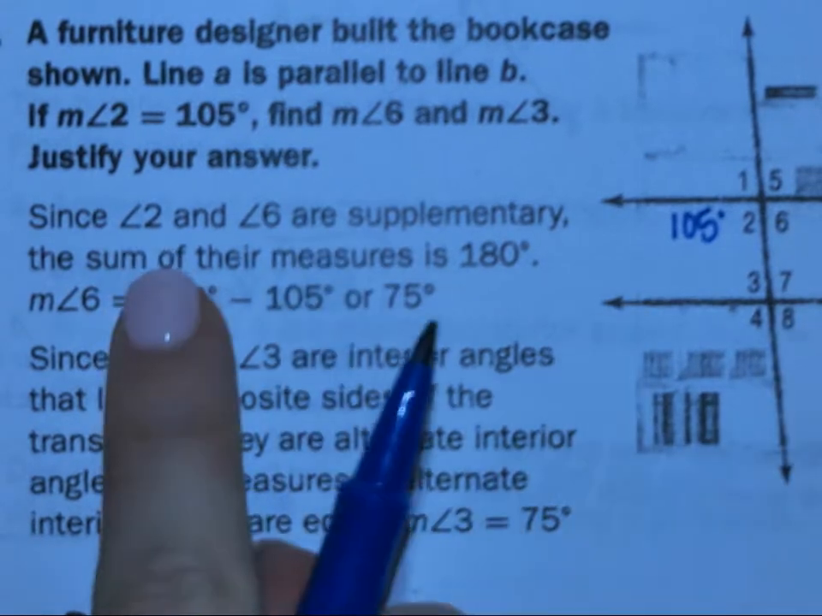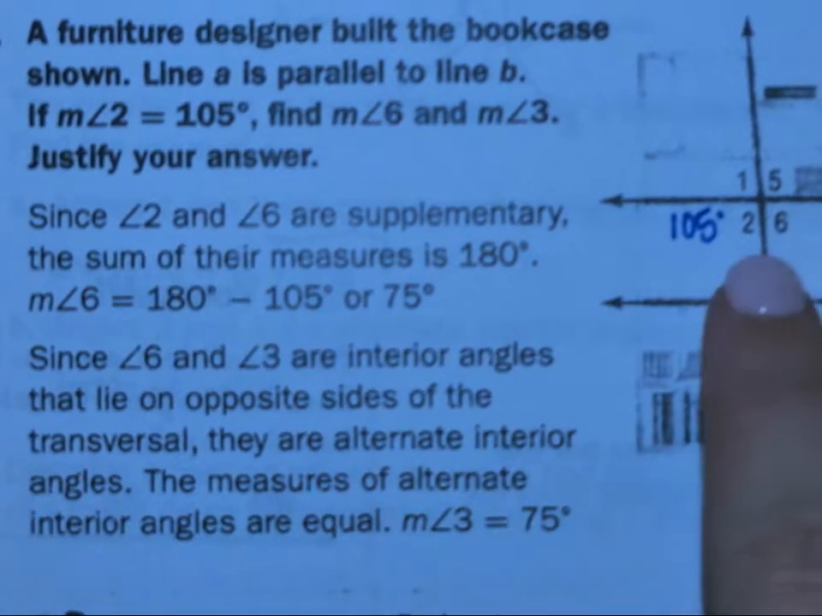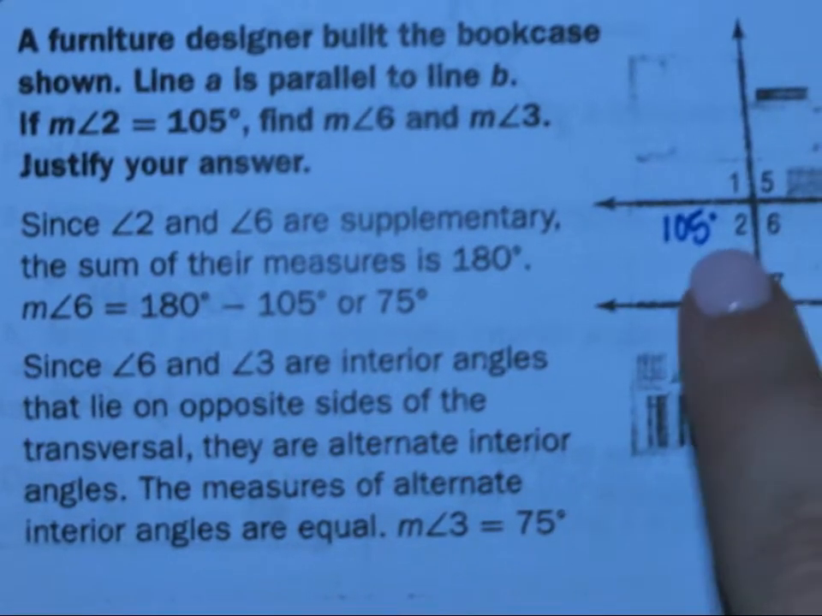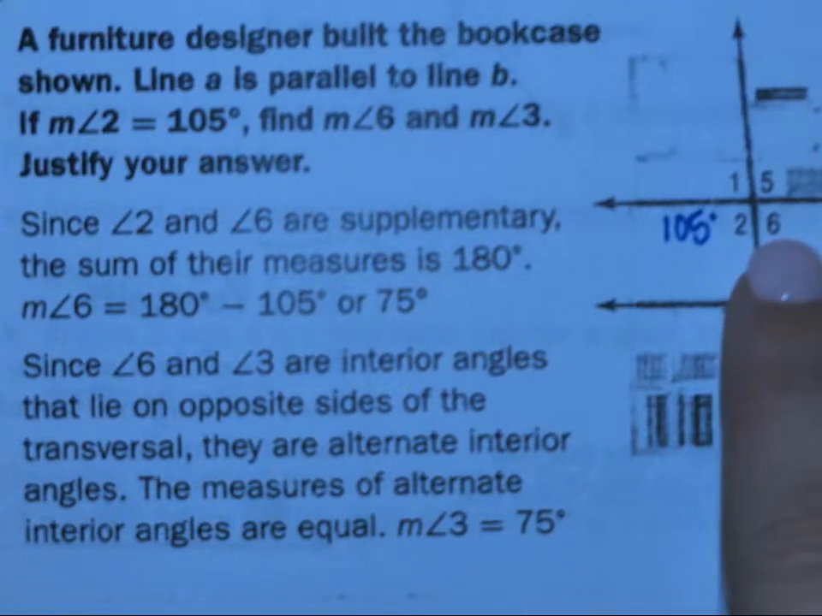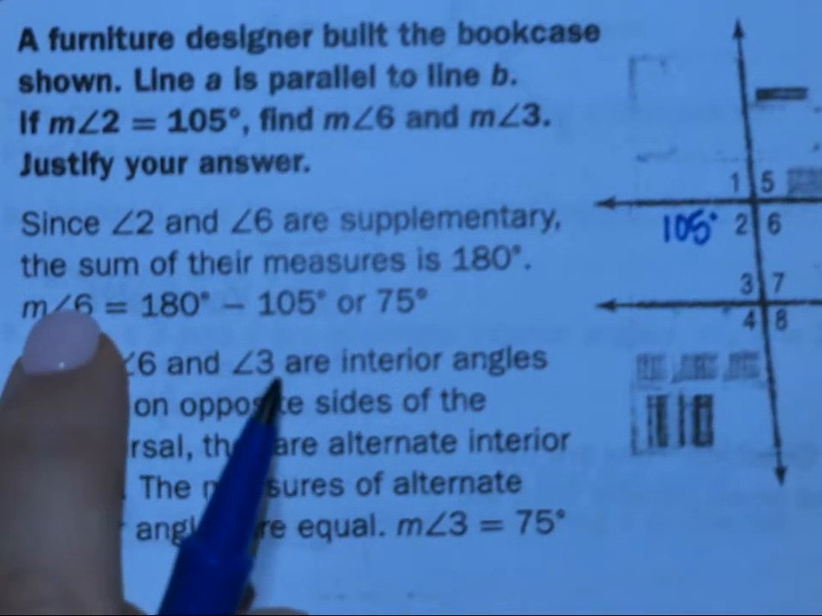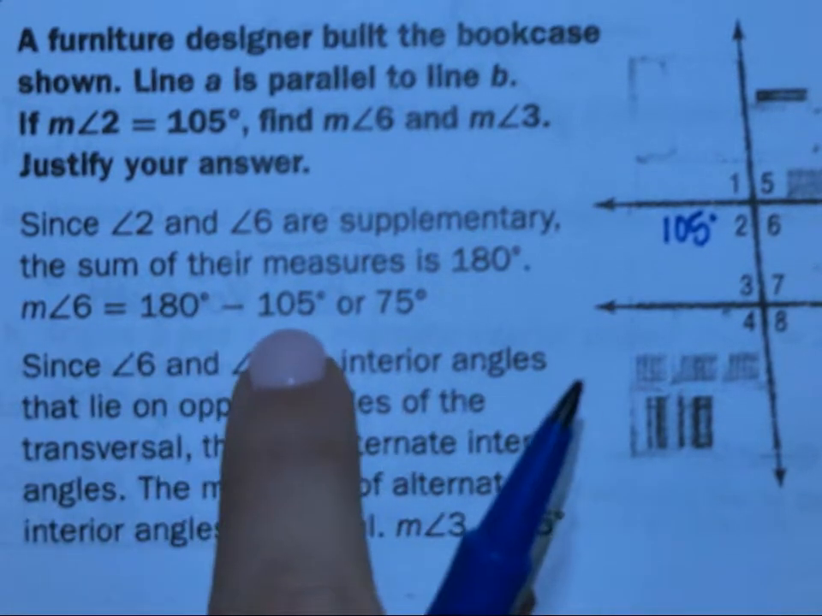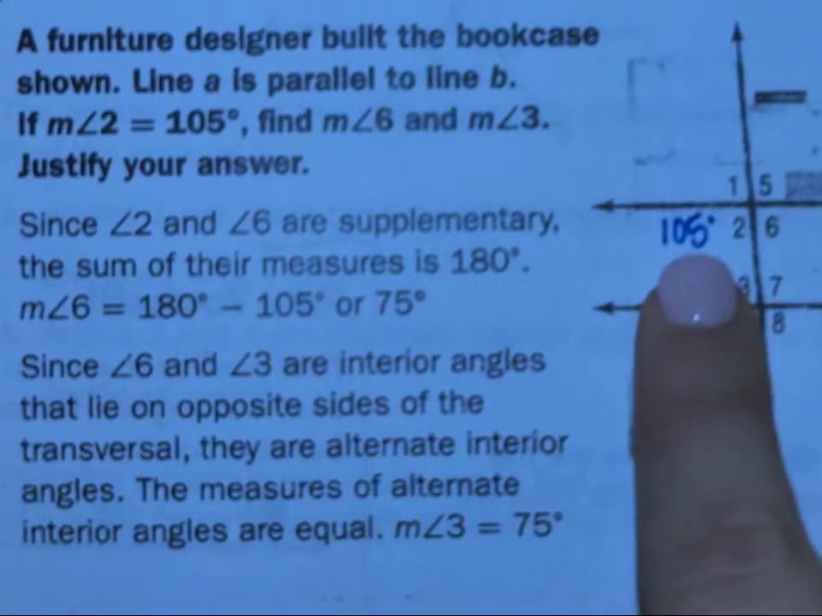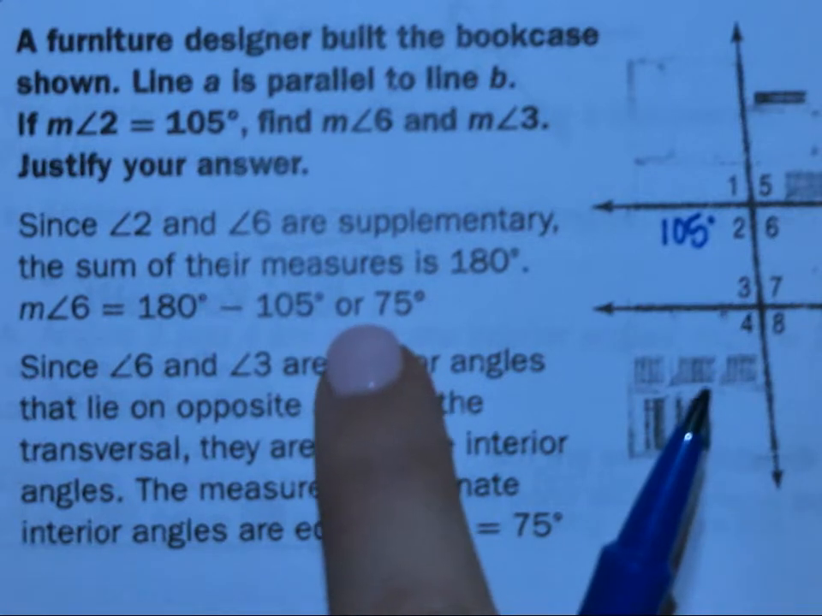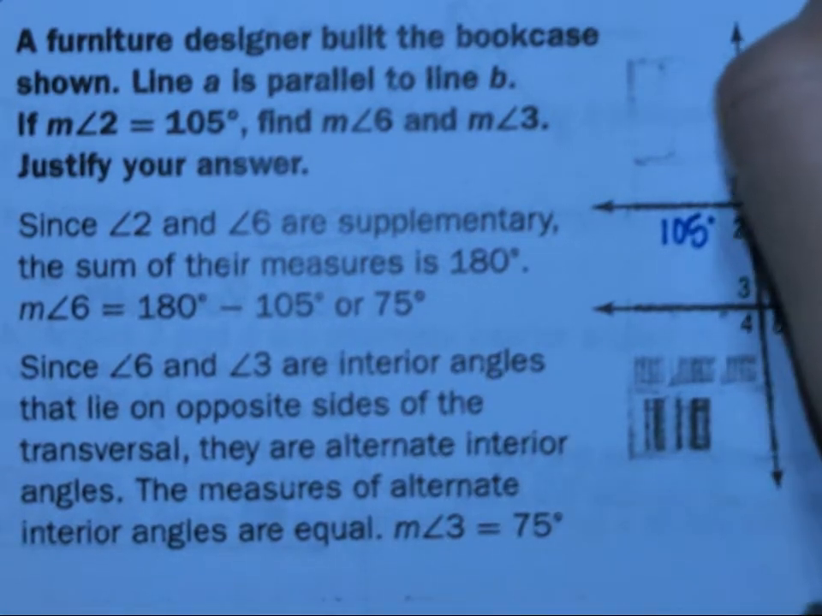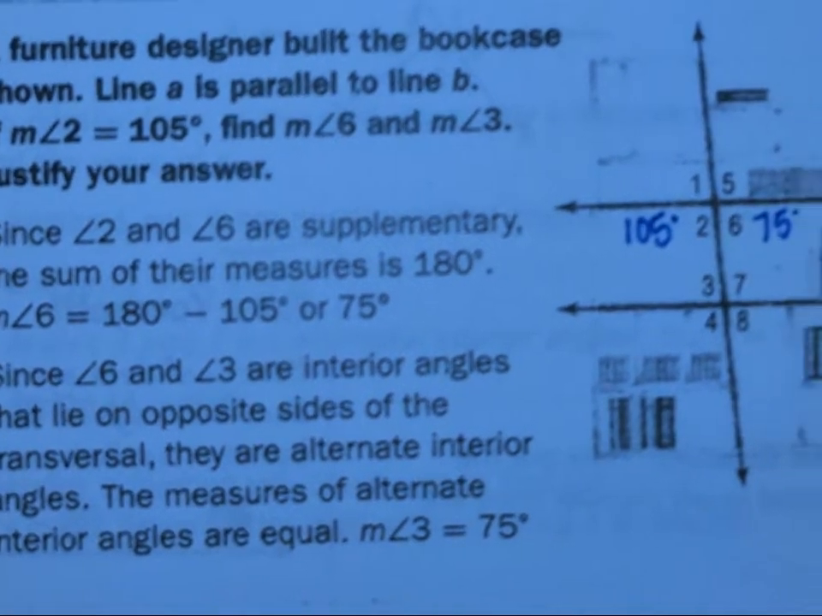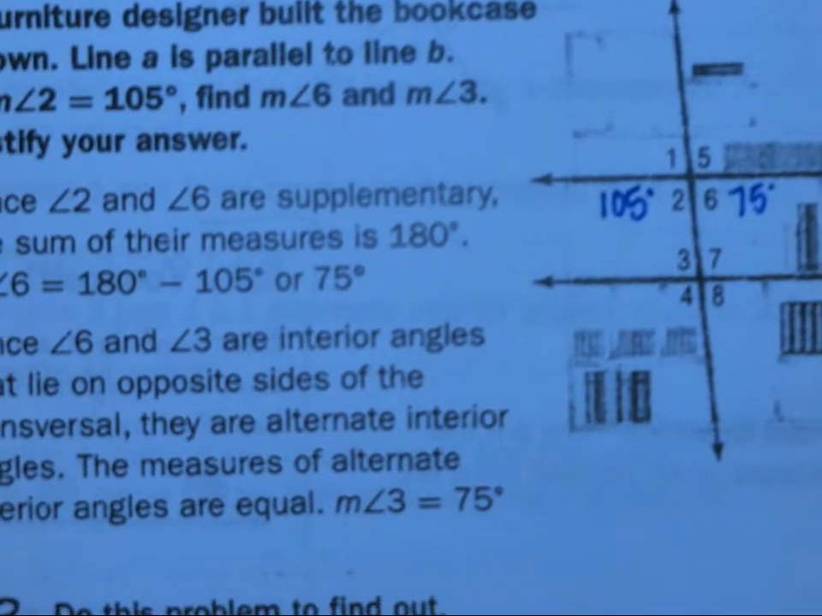Okay. It says that since angle 2 and angle 6, if you look at angle 2 and angle 6 right there, they are supplementary. So I know that they add up to 180. So you can say that measure of angle 6 is 180 minus measure of angle 2, which was 105. So that means that the measure of angle 6 was 75 degrees. Okay. Does everybody see that? They're supplementary, so measure of angle 2 plus measure of angle 6 has to equal 180.